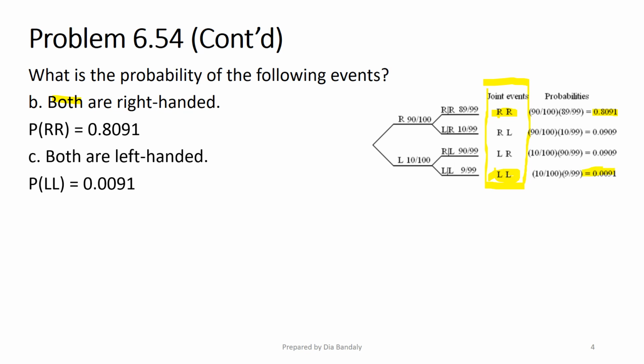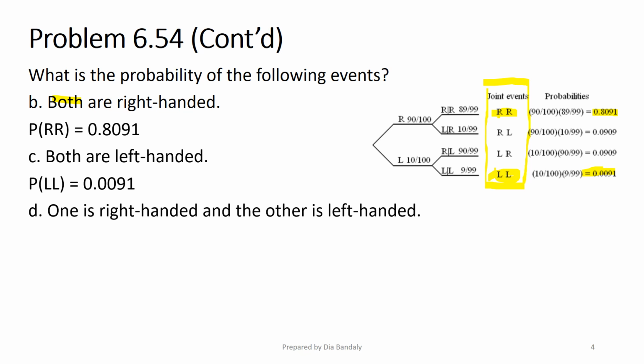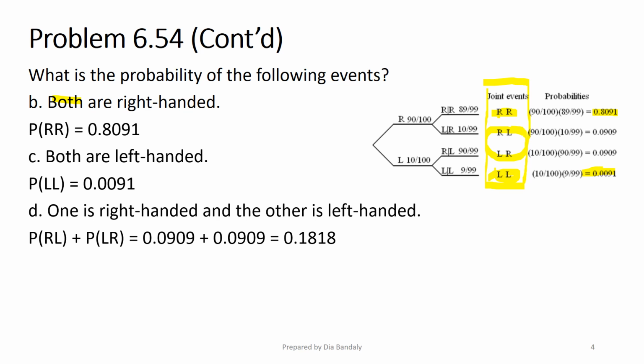Now, one is right-handed and the other is left-handed. I have two events that satisfy this condition, which are those in the middle. So what we have to do is sum their probabilities. So we're talking about these two.